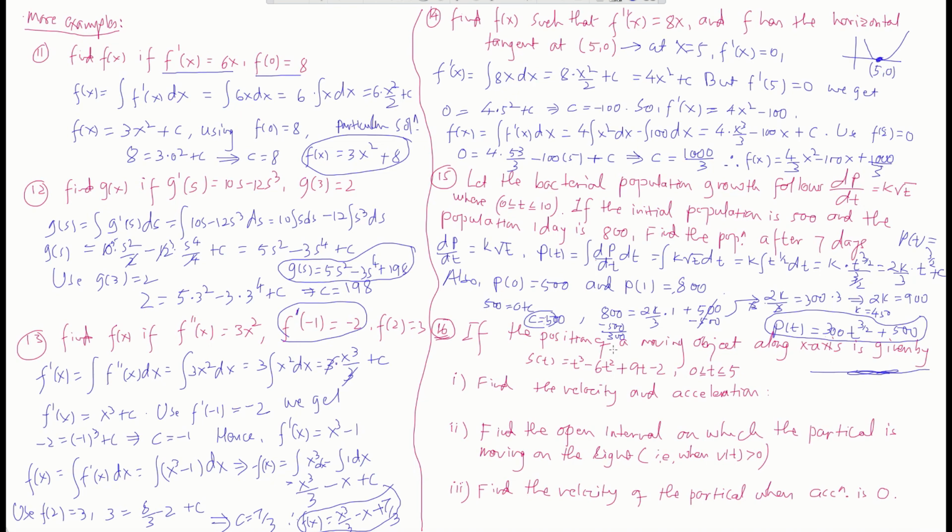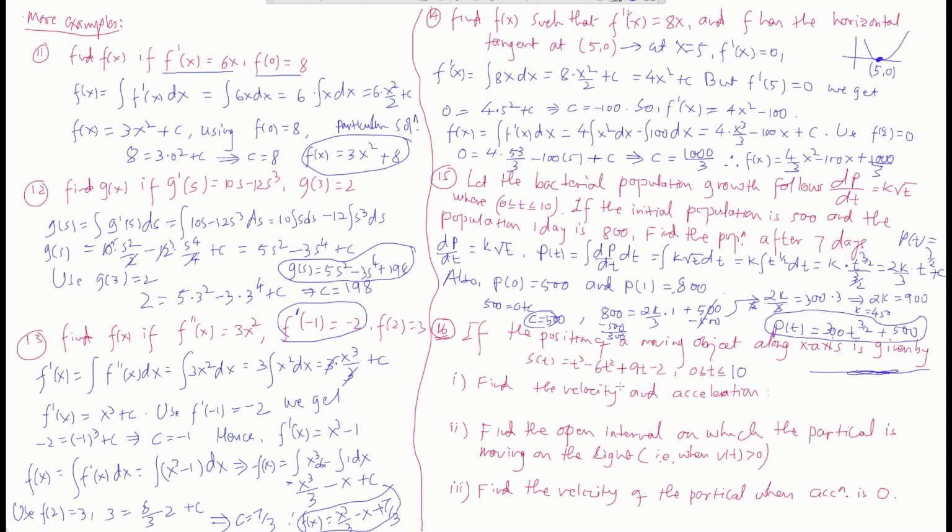So suppose the position of a moving object along the x-axis is given by s(t) equals t cubed minus 6t squared plus 9t minus 2, where 0 is less than or equal to t is less than or equal to 10. This is given. Now what it says is find the velocity and acceleration.